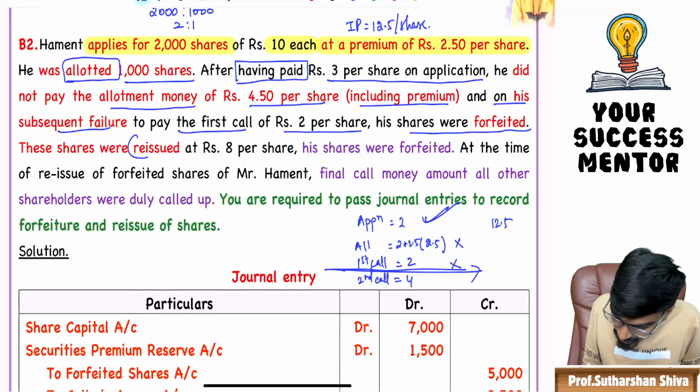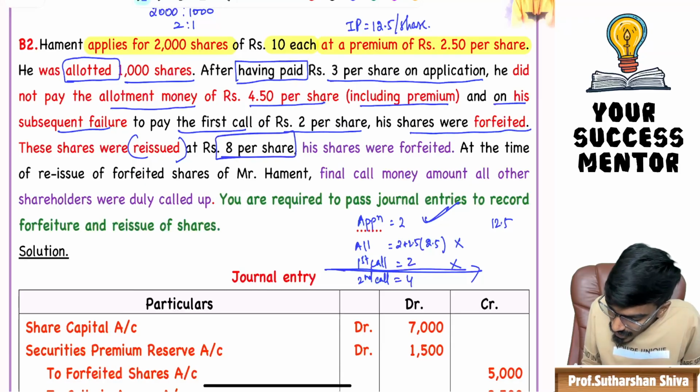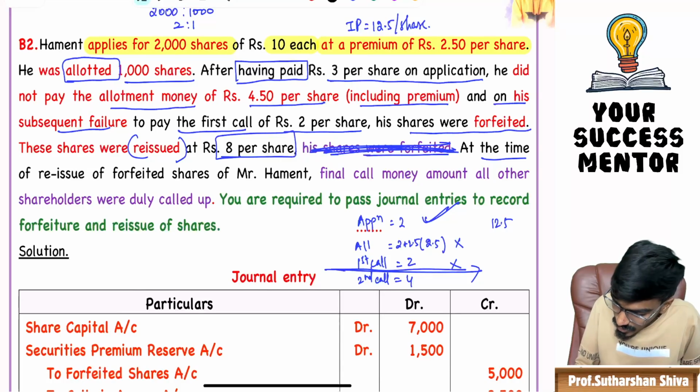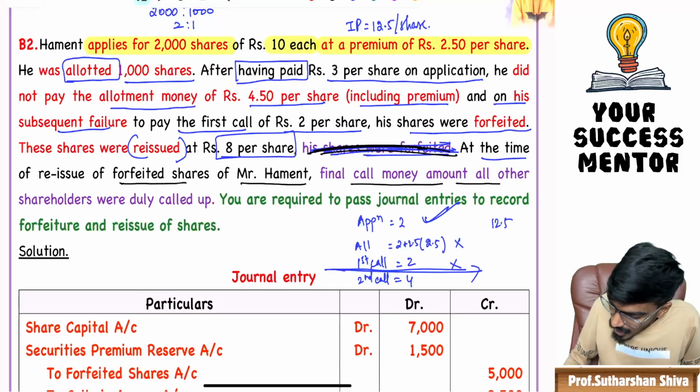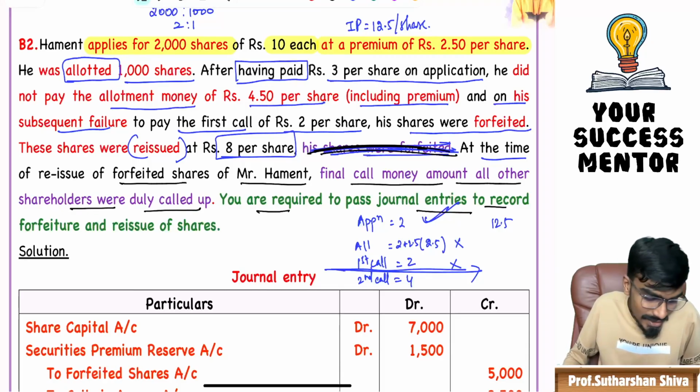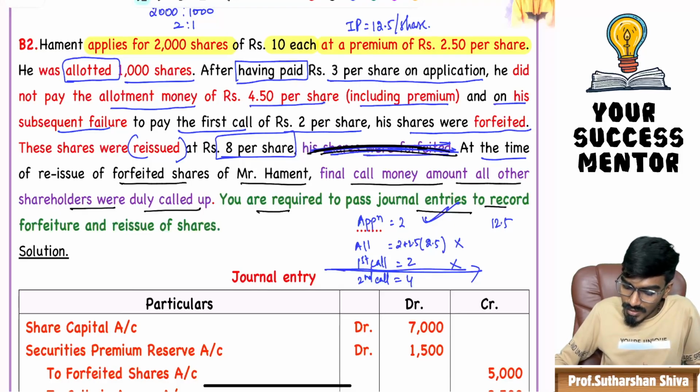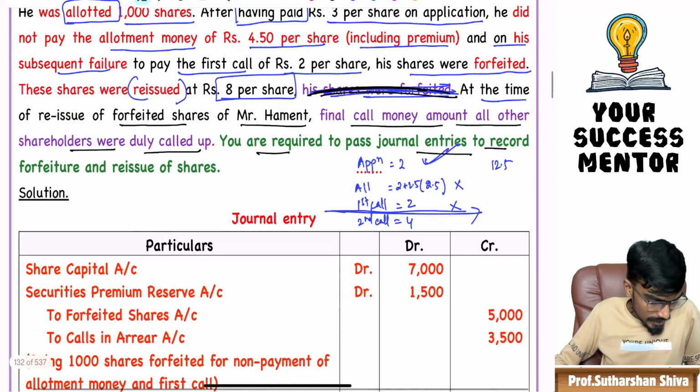So these shares were reissued at rupees 8 per share. His shares were forfeited. At the time, basically this point should not come. This is a mistake here. I will mark it. At the time of reissue of forfeited shares, Mr. Hemant, final call money amount and all other shares were duly called up. You are required to pass the journal entries for that. Now, it is nothing but we are just going to make a reissue on the forfeited shares. Are you able to understand? Yes, sir. Listen.